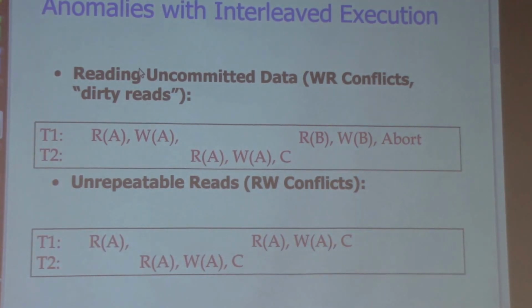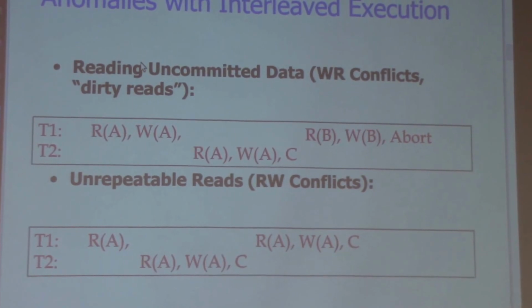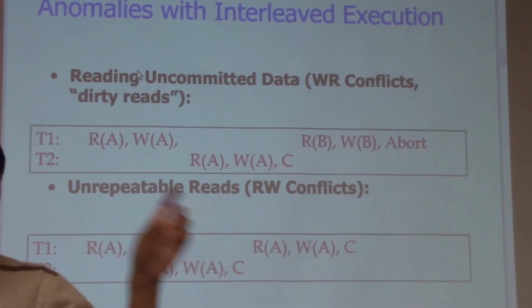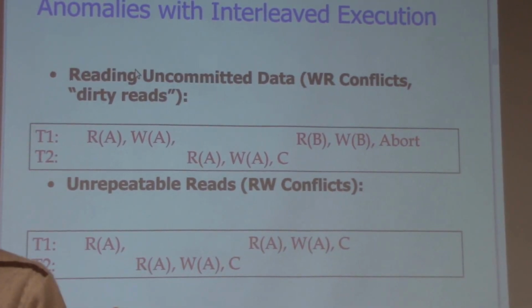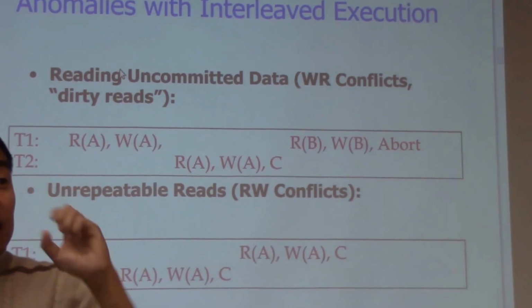By the way, when I say anomalies or conflicts, they always refer to actions from different transactions. For actions in the same transaction, there is no conflict whatsoever, there is no anomaly, because that's the order you want. You want to read this first and then write. So whenever we talk about anomalies or conflicts, they refer to actions from different transactions.